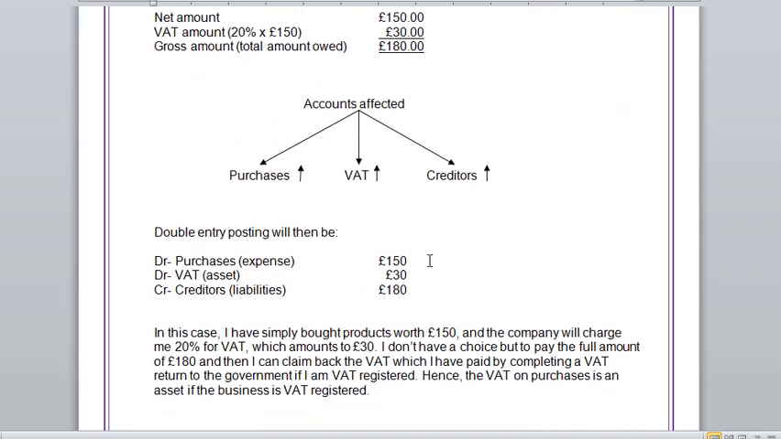of £150. The VAT, which is 20% of £150, which gives me £30, is a debit into VAT account. And then we credit creditors £180 with the total amount that is owed, and that will be credited to creditors account.